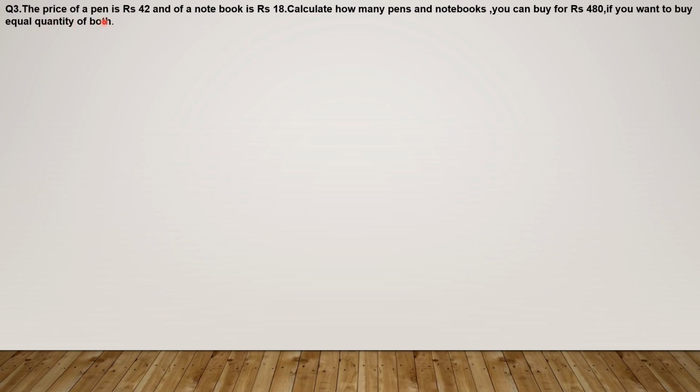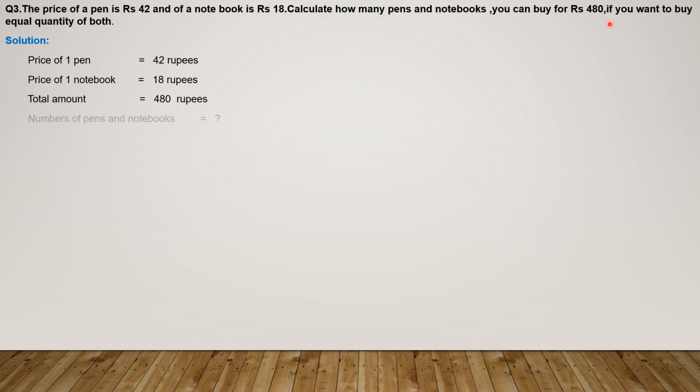Again see, the price of one pen is 42 rupees, the price of one notebook is 18 rupees, and you have to calculate how many pens and notebooks you can purchase in 480 rupees, and the condition is that you must buy the same quantity of pens and notebooks. Let's solve this question. First of all, we will write the given information. The first information is the price of one pen is equal to 42. Second information, the price of one notebook is 18 rupees. The third information is that the total amount is 480 rupees.